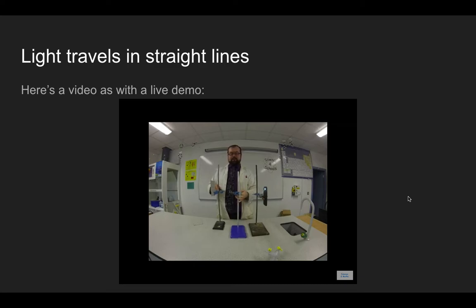We have these 2 pieces of cards. Each of them has a hole in it, and I'm holding those in place with retort stands. I've also got a third similar piece of card with a hole in it as well. So what I'm going to try and do is line everything up.